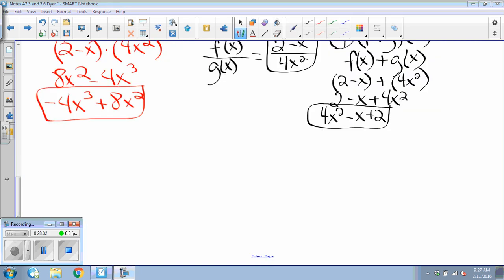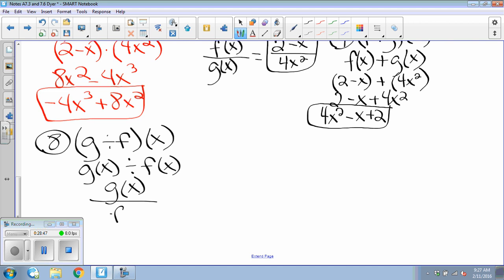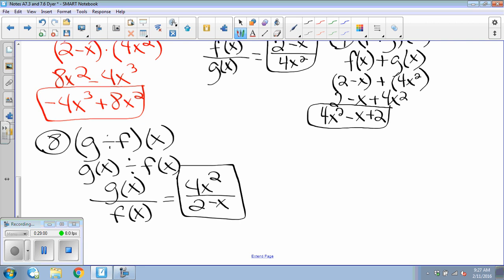Okay, so number 8 was g divided by f of x. So that's g of x divided by f of x, or you could put g of x over f of x. And what was g of x? 4x squared. And what's f of x? 2 minus x. Very good.